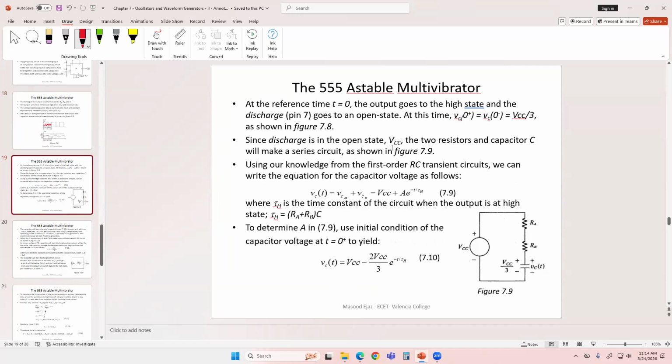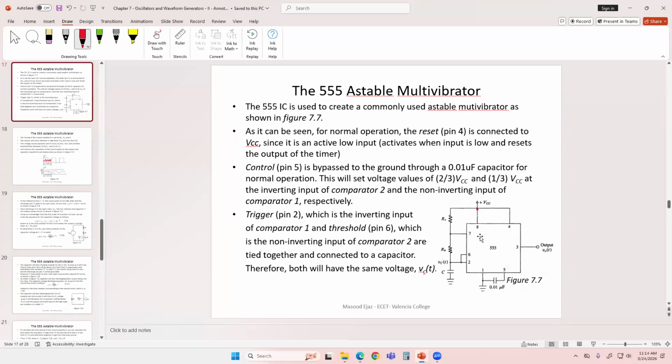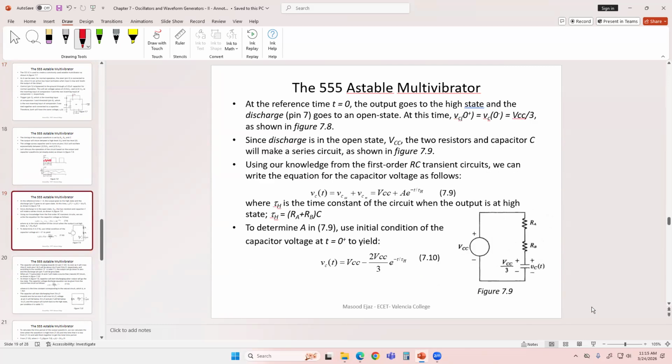Since discharge is in open state, VCC, the two resistors and the capacitor will make a series circuit. So discharge pin 7 is open. So you have VCC, RA, RB, and the capacitor. They are going to make a series circuit. And this is the series circuit that you can see: VCC, RA, RB, and the capacitor. Across the capacitor, you have the voltage VCC by 3 at the start of the cycle.